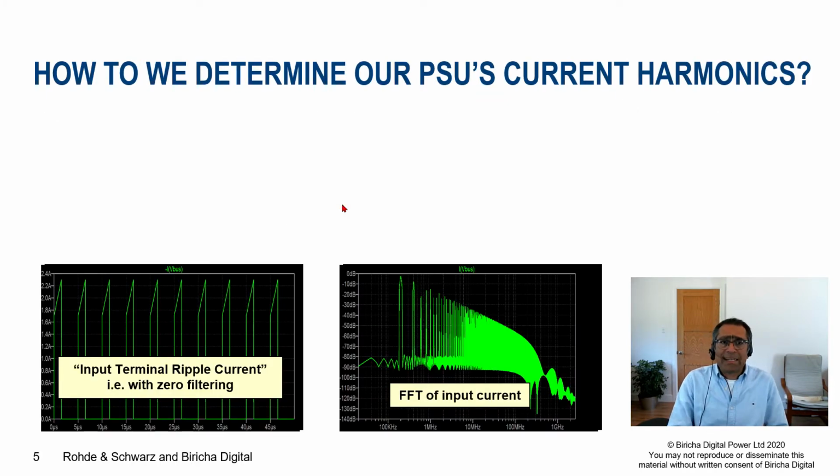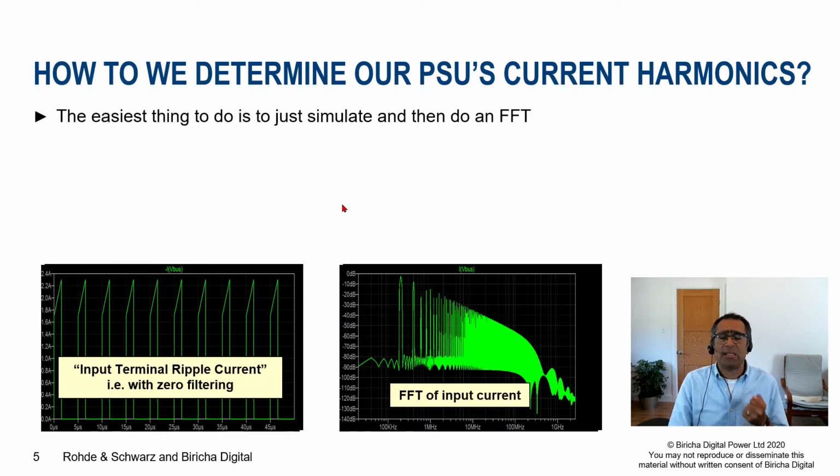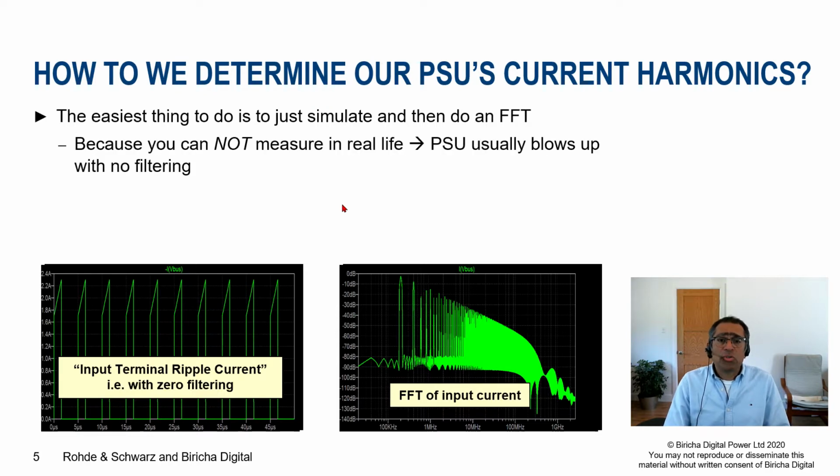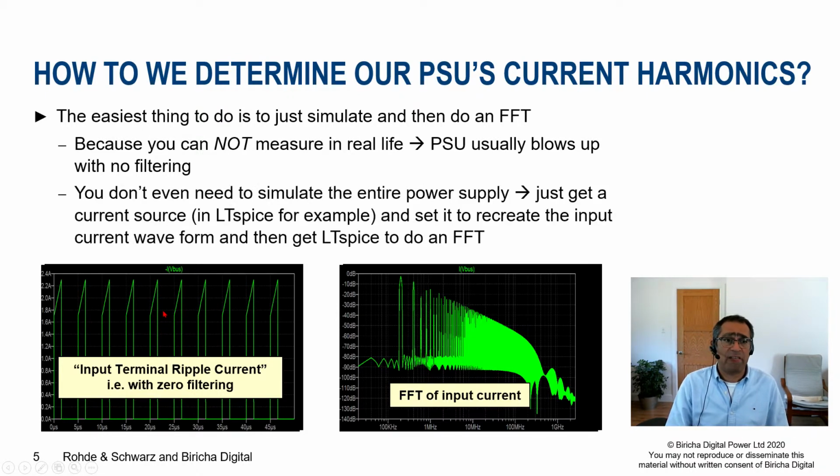How do we calculate or determine exactly what the peak of these RMS values is? Well, the simplest and easiest way is to do an FFT. These days, simulators are extremely cheap, or many of them are free, and you don't even have to simulate the entire power supply. All you need to do is create a current source or a voltage source, in our case a current source, create the shape of your power supply current and then just do an FFT on it.